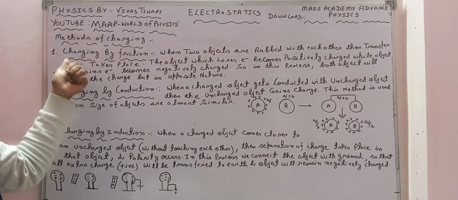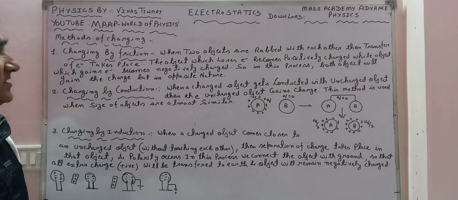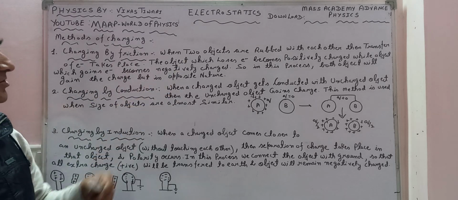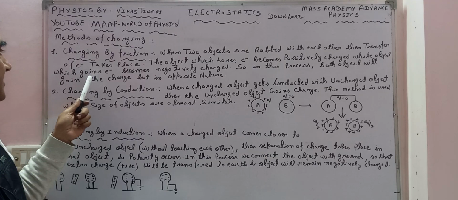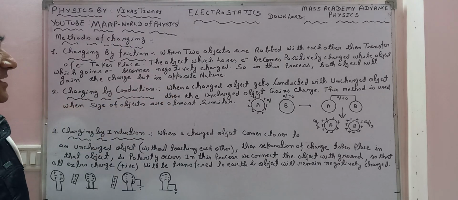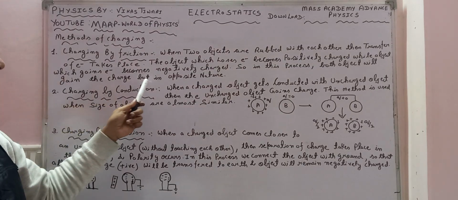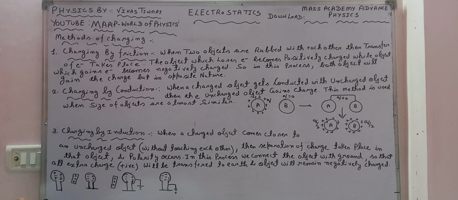So this is what we call charging by friction. When two objects are rubbed with each other, then transfer of electrons takes place. The object which loses electrons becomes positively charged, while the one which gains electrons becomes negatively charged. So in this process both objects gain charge, but of opposite nature. This is the very first method of charging.